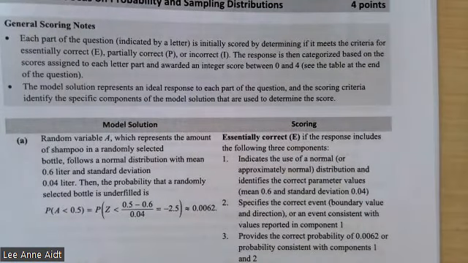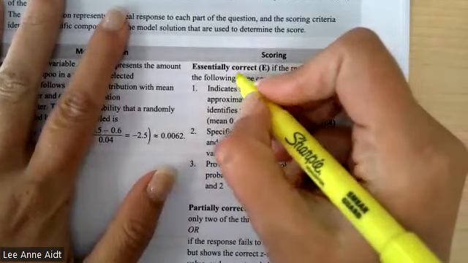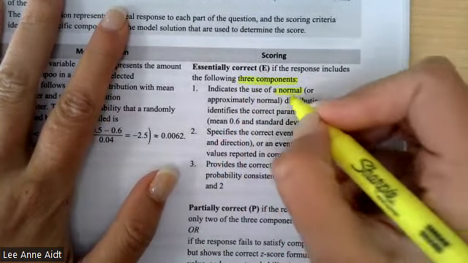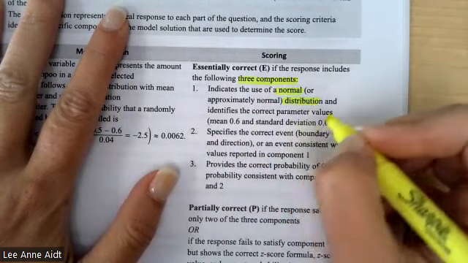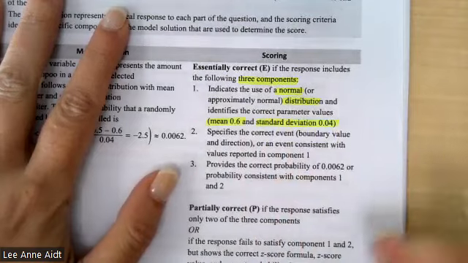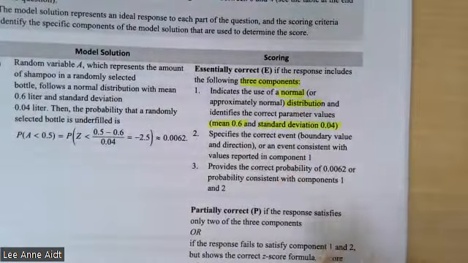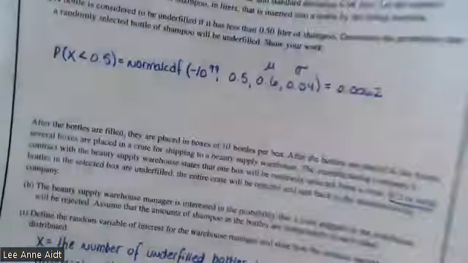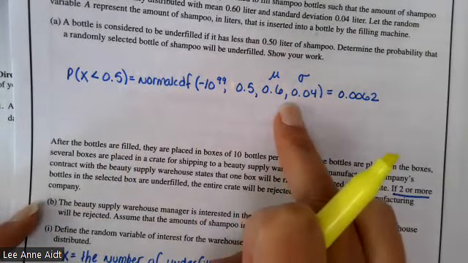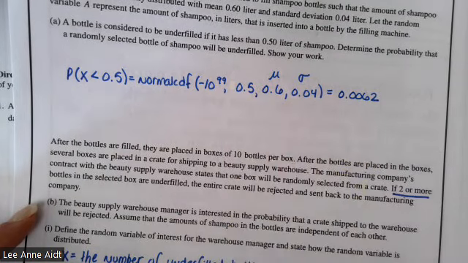Number 3A has 3 components, indicates the use of a normal distribution, and identifies the mean as 0.6 and the standard deviation as 0.04. I met this requirement by writing normal CDF and then labeling my mean and standard deviation inside my normal CDF. Would that count? Writing SD individual. I think so.